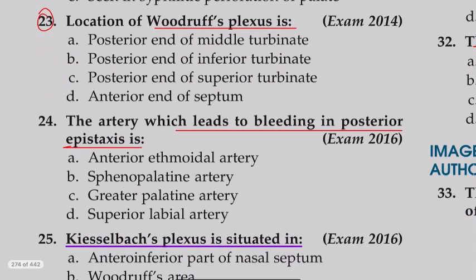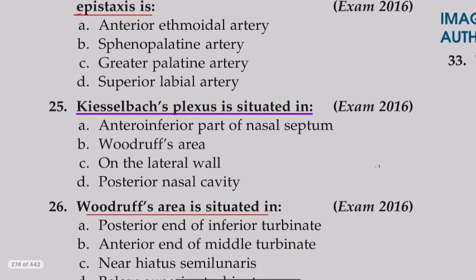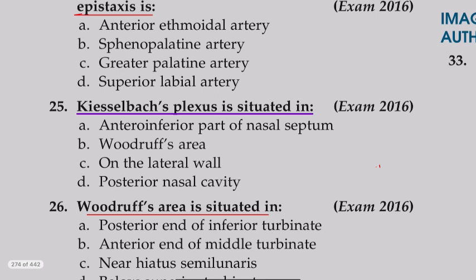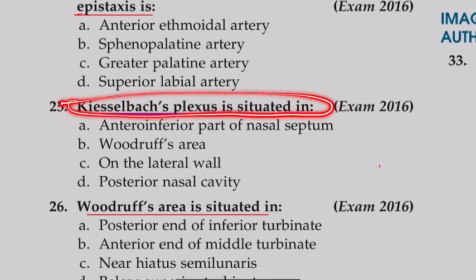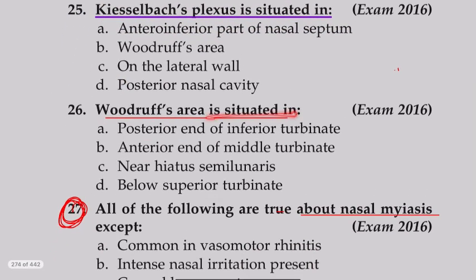The artery which leads to bleeding in posterior epistaxis is the sphenopalatine artery, right? Present in both, anteriorly in Little's and Kiesselbach's plexus. Kiesselbach's plexus is situated in the anterior inferior part of the nasal septum, right? That is Little's area. Woodruff's area is situated in the posterior end of the inferior turbinate. It is repeated many times.